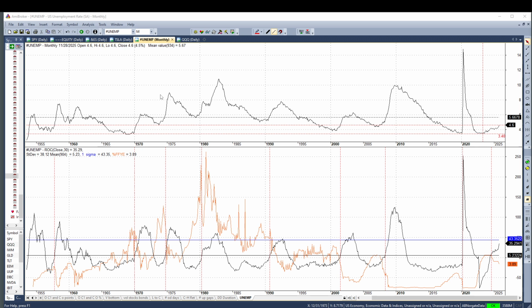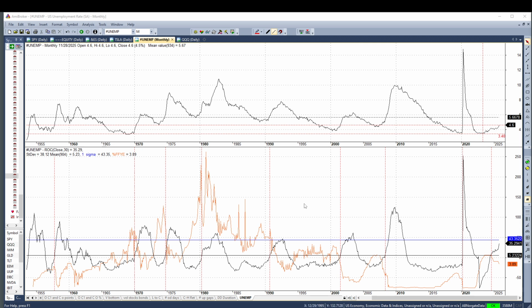What you see here in the top chart is the unemployment rate, 4.6%. You see the average since the 50s is about 5.7%, and the low in April 2023 was 3.4%. Let's look at the rate of change since the low in April 2023. It's 35%. The change of the rate of change of the unemployment rate.